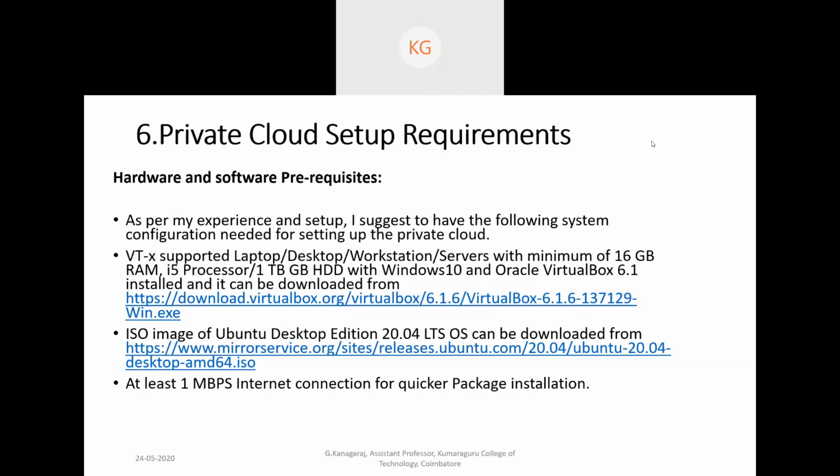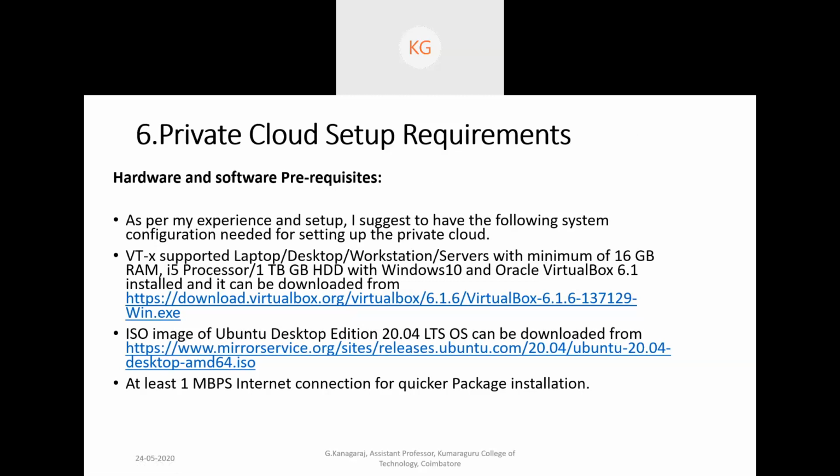And you need at least 1 Mbps of internet connection, because you're going to install a lot of packages. You need to download the Ubuntu ISO, VirtualBox, and supporting packages. We're going to do some live package installation, so we need to download a lot of packages. If you have a 1 Mbps transfer rate for downloading files and packages, it's good, right?